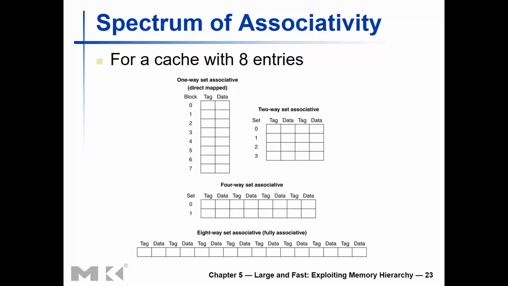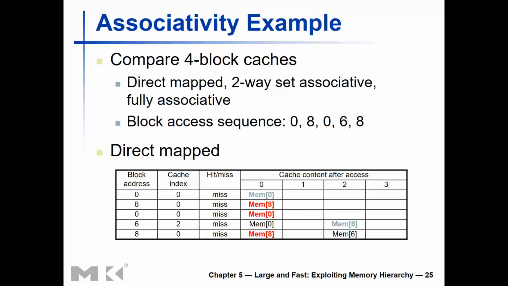Here's the organization of a one-way set, which is the direct map. You can see this is a set, all the way. So every set has 1 block. But for two-way, here's an example: you have 2 blocks per set, 2 blocks per set, 2 blocks per set, 2 blocks per set, because this is two-way. And the 2 refers to the number of blocks per set.